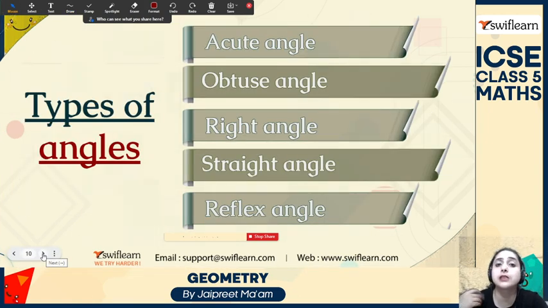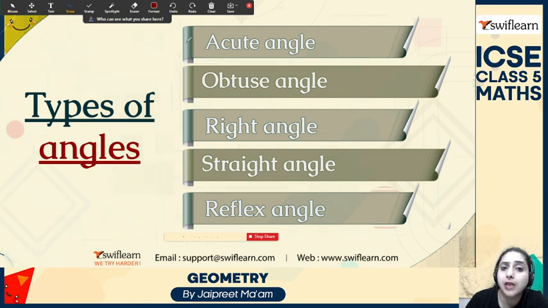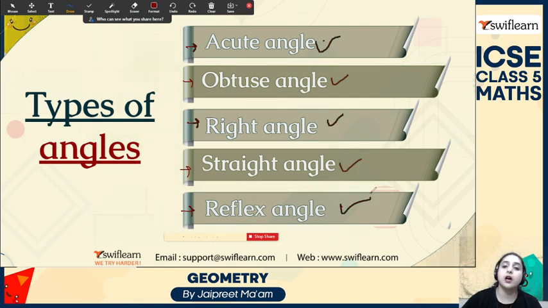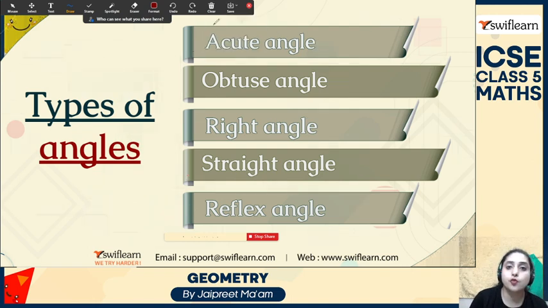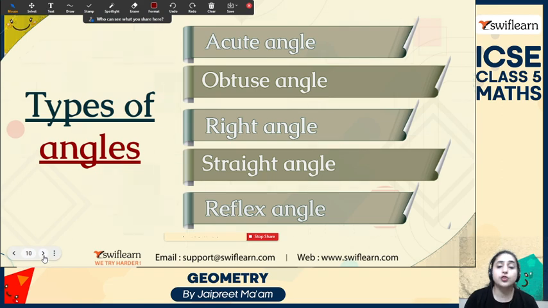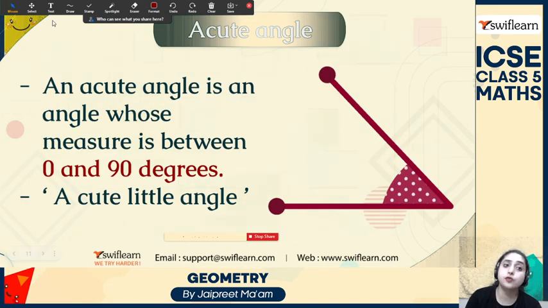Let's discuss the types of angles. First is acute, then we have obtuse, then we have right angle, then we have straight angle, and then we have reflex angle. So acute angle, obtuse angle, right angle, straight angle and reflex angle are the types of angles. One by one we are going to discuss them in the class, and we are also going to check real life examples of these angles.